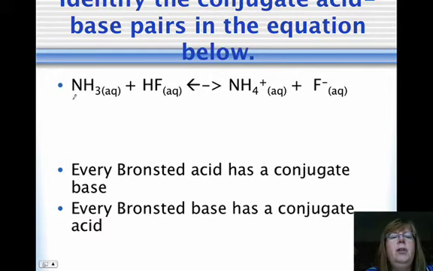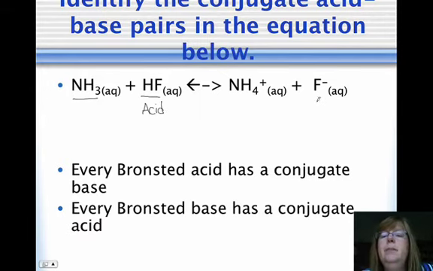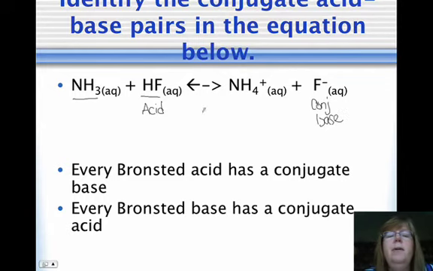All right. NH3 is reacting with HF. One of these is going to act like the acid and donate an H+, and the other one is going to accept the H+. Well, here we have HF, and over here we just have F-. Oh, this donated the H, so this is the acid. What does an acid form after it donates its proton? It forms the conjugate base. So you take away a proton from an acid and you get a conjugate base.